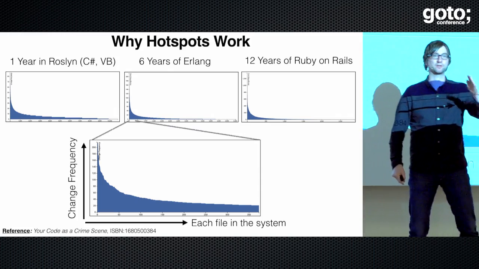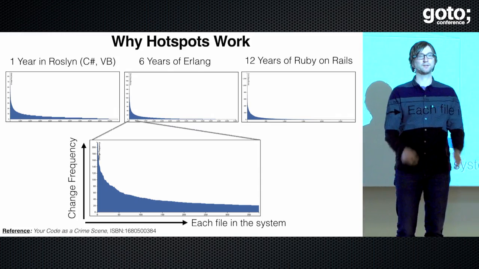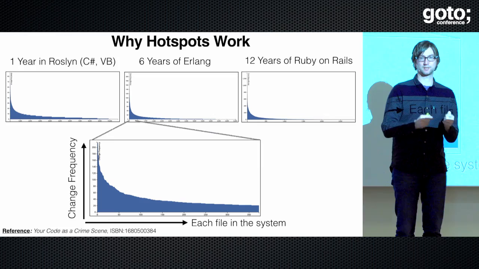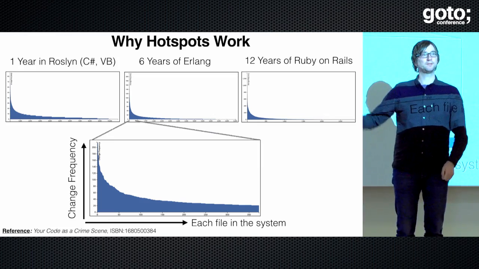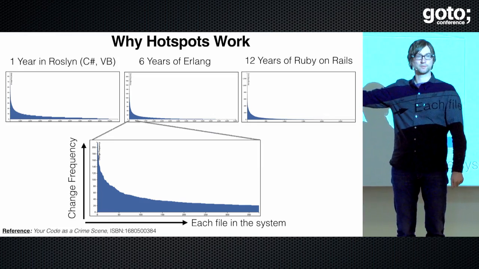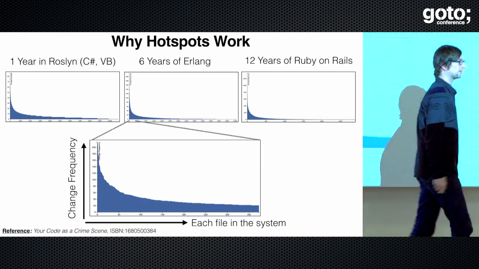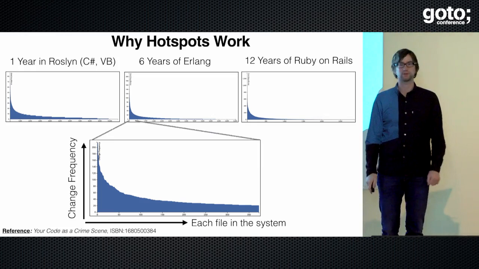They show a power law distribution. And this is something I've found in every single code base that I've analyzed. This seems to be the way that software evolves. And this is important because this gives us a tool to prioritize.